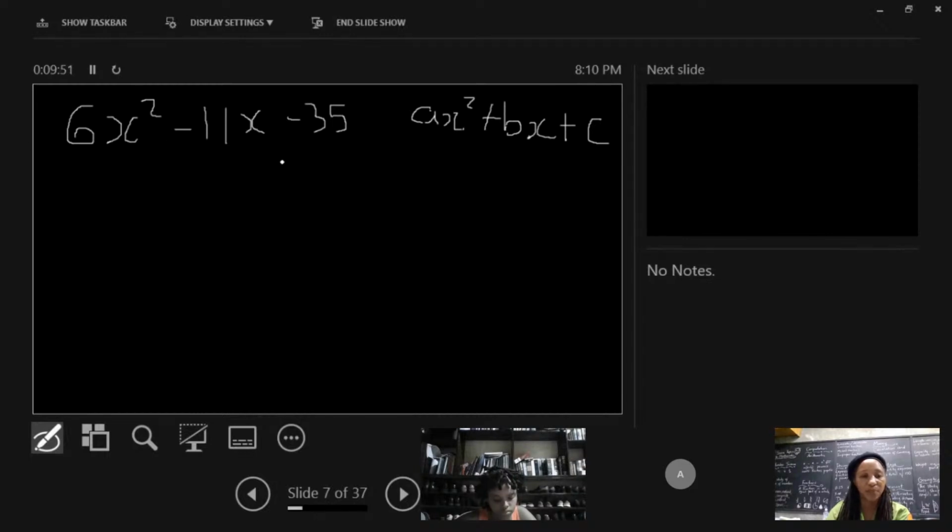So we're going to multiply the 6, which is the coefficient, the number in front of the x squared term. We're going to multiply the 6 by negative 35. And that gives us negative 210.